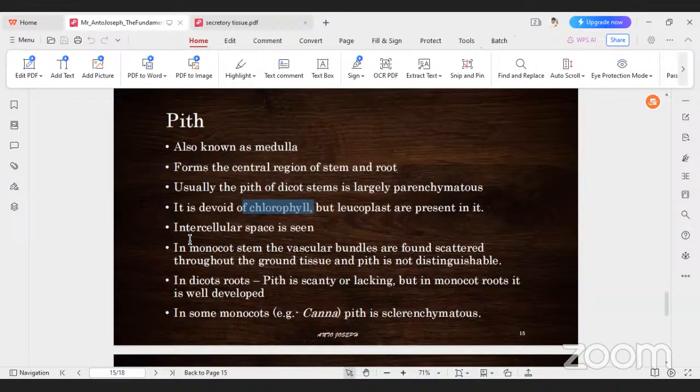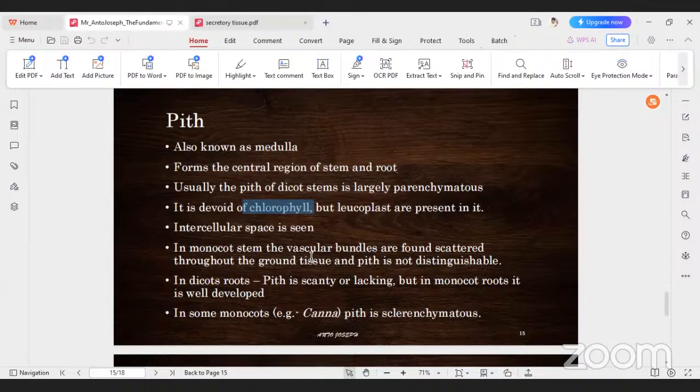Intercellular space is seen in pith. What about pericycle? Is intercellular space present or absent in pericycle? Absent, sir. Like endodermis, there is no intercellular space in pericycle also. Pith is made up of several layers, and intercellular space is seen.